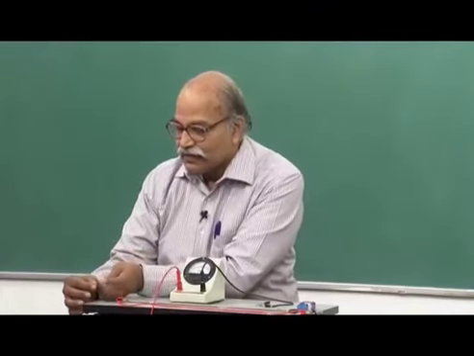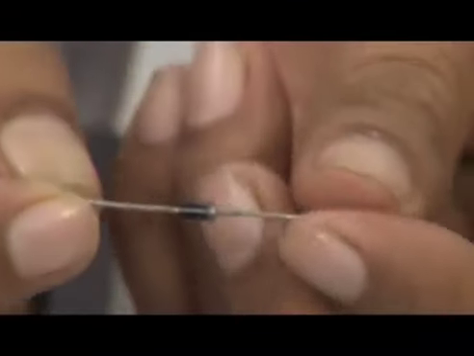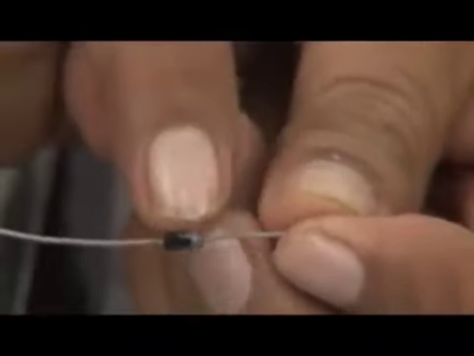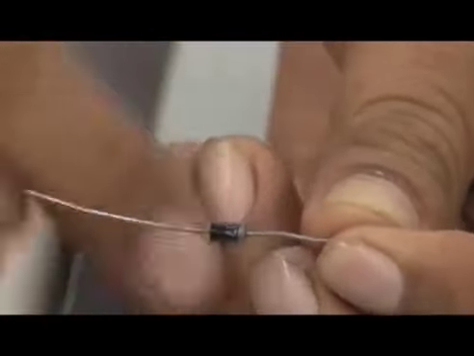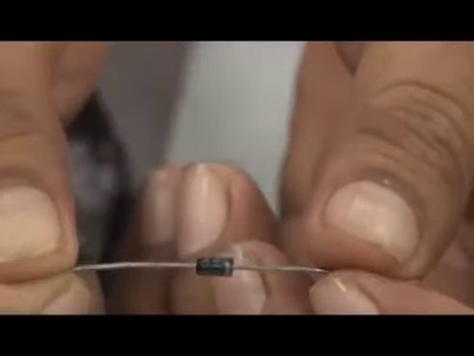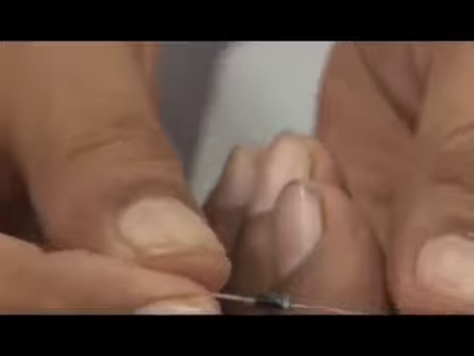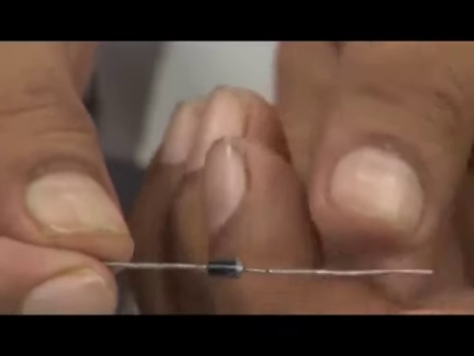You have this black thing here, then these are two connecting wires. You can see a silver line here, a ring type line. That shows which side is P and which side is N. So, this diode I will be connecting in this circuit. So, let me do that.